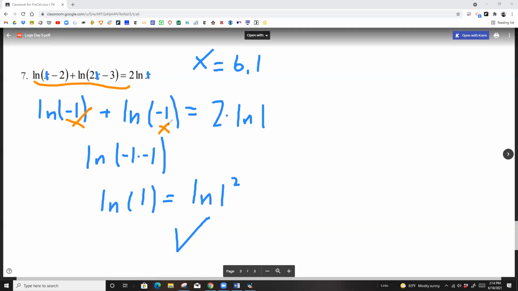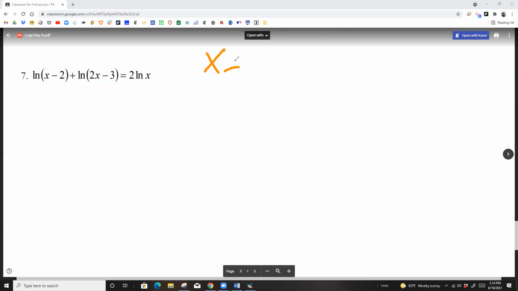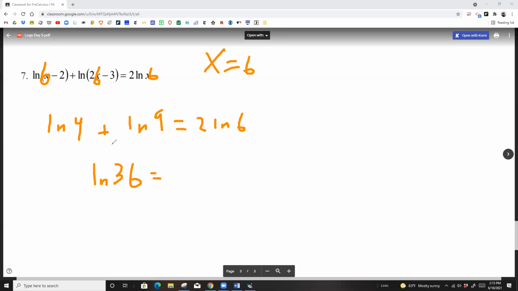So if we were answering this, we would cross off 1 as a solution and then double check to see if 6 works. If you plug in 6 here and here and here, we get the natural log of 4 plus the natural log of 9 equals 2 times the natural log of 6. That's going to be true because there are no domain restrictions. Then we get the natural log of 36, by multiplying 4 and 9, equals the natural log of 36, by condensing this and bringing the 2 over here. And we're good. So that is how you solve log and exponential equations.